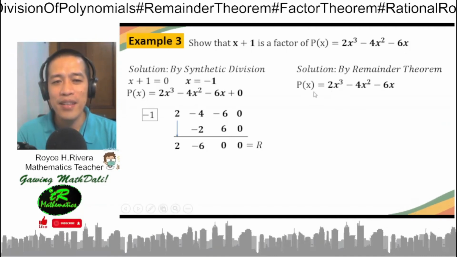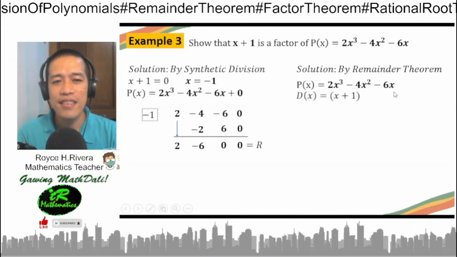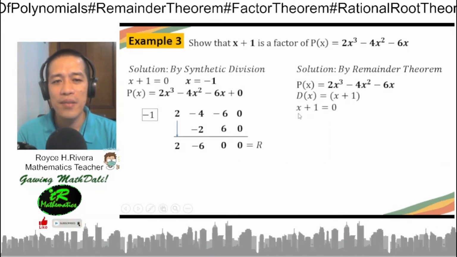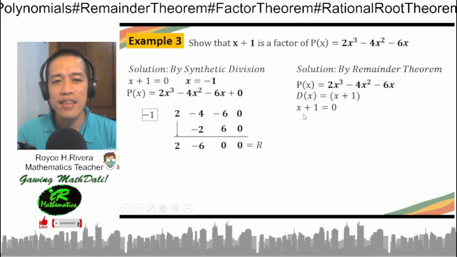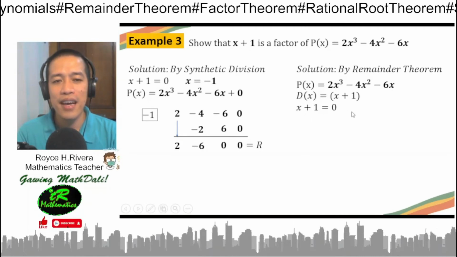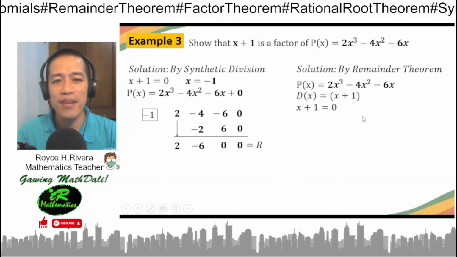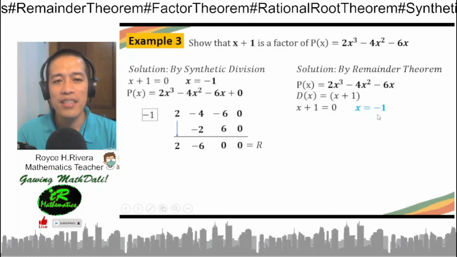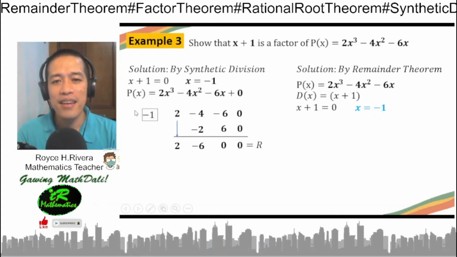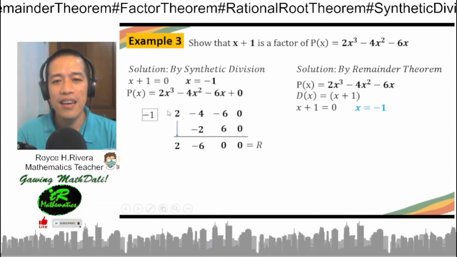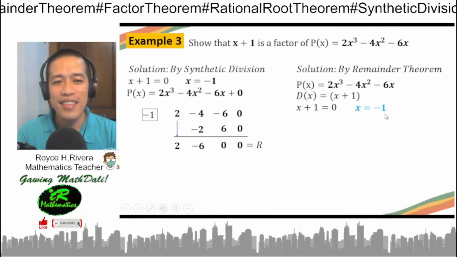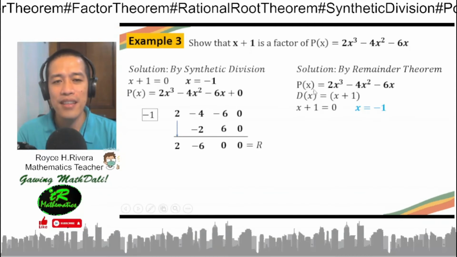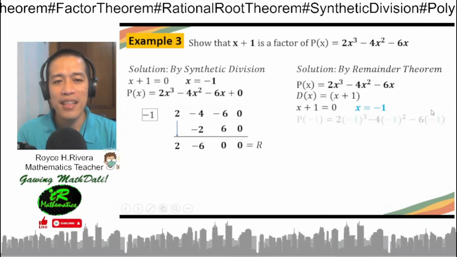So we write the polynomial and our divisor x plus 1. Then we equate that to 0. And we solve for x by adding the additive inverse of 1 to both sides of the equation. We will obtain x equals -1. Similar with the synthetic division, we now substitute x equals -1 to all x in the polynomial.